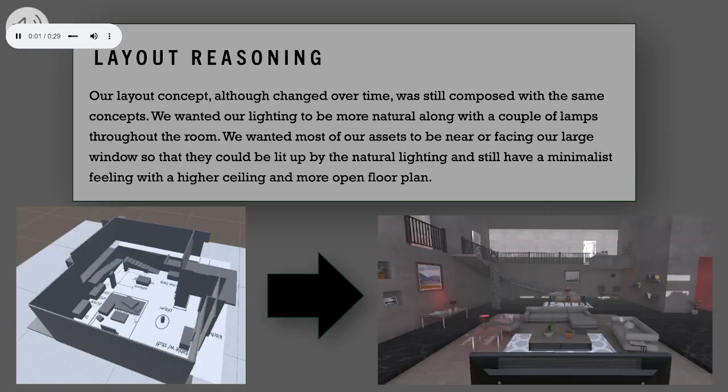Our layout concept, although changed over time, was still composed with the same concepts. We wanted our lighting to be more natural, along with a couple of lamps throughout the room. We wanted most of our assets to be near or facing our large window so that they could be lit up by the natural lighting and still have a minimalist feeling, with a higher ceiling and a more open floor plan to make the area look more grand, but still keep that roomy feeling.